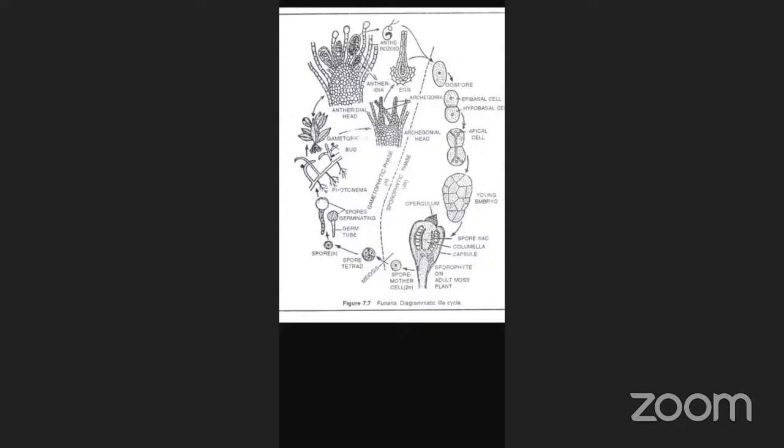The outermost layer is the epidermis, then the parenchyma tissue. That parenchyma tissue is divided into air chambers. Between the air chambers, filament-like structures are there, which we call trabeculae. Surrounding the lid of the capsule, a ring-like structure of epidermis known as the annulus is present, which helps in spore dispersal.